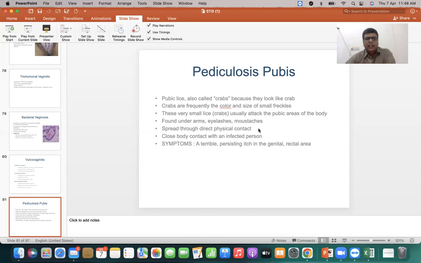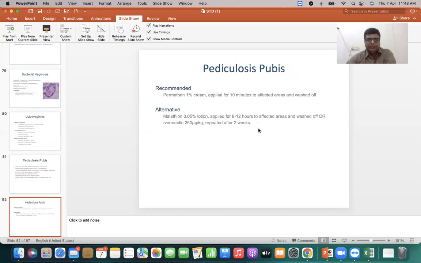Symptoms: there is a terrible persistent itch in genital and rectal area. Pediculosis pubis treatment is permethrin 1% cream applied for 10 minutes on the affected area and washed off. Alternatively, you can use malathion applied 8 to 10 hours on affected area and washed off, or ivermectin 250 microgram per kg, repeated after 2 weeks.